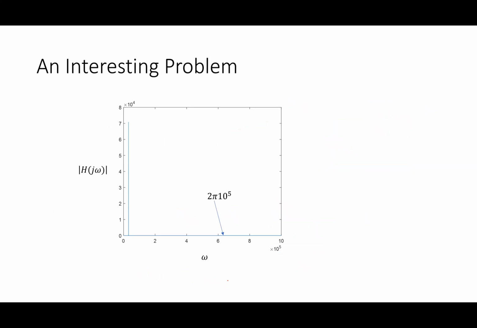Now, let's say I plotted H of j omega for that guy. So I plotted the magnitude of H of j omega. That is a weird looking plot, isn't it? That's the plot for that guy. What does it say?